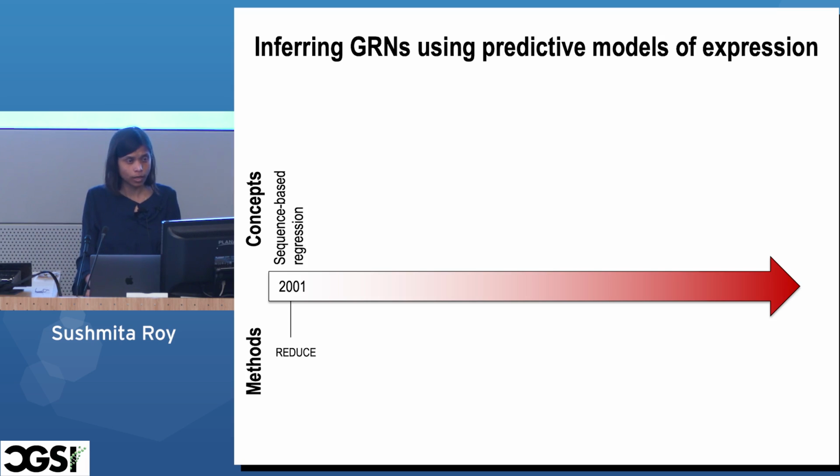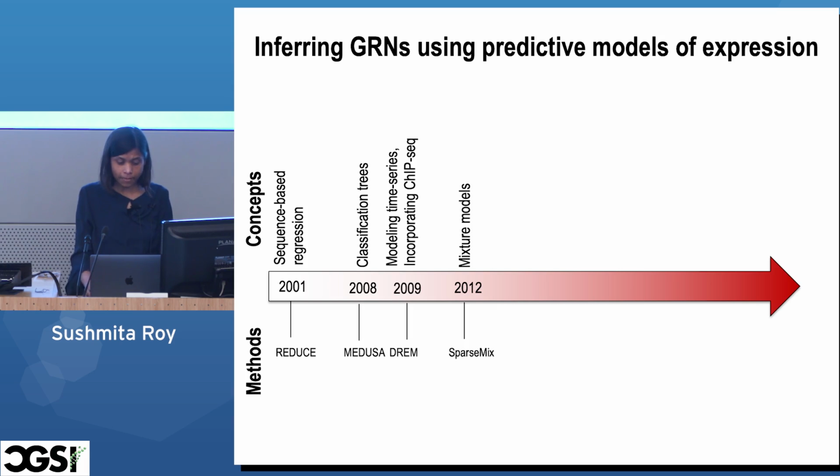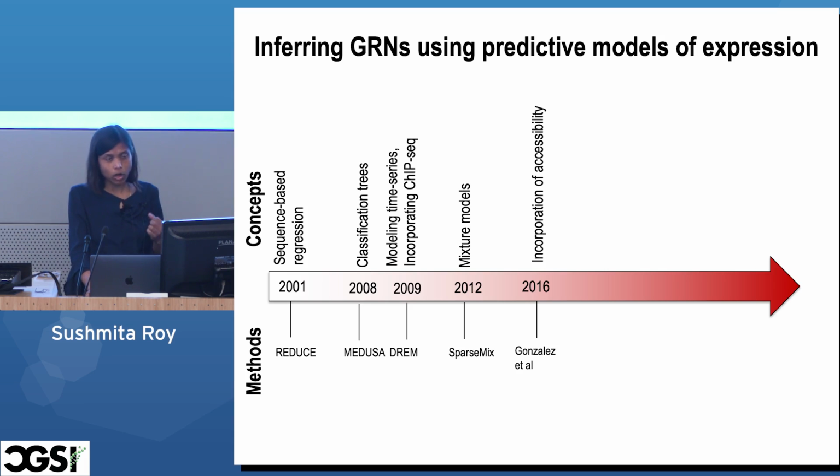So like the expression-based network inference methods, these methods have also evolved, and they also started around 2001 with the REDUCE method from Harmen Bussemaker's group et al., where they tried to predict gene expression as a function of sequence features or sequence motifs. And then methods that were trying to either increase the complexity of the model, like tree-based methods, or incorporate temporal dependencies, including methods from Jason's group, DREM, and then Gonzalez et al., this is a paper from Christina Leslie's group. There they try to incorporate accessibility to inform these predictive models.